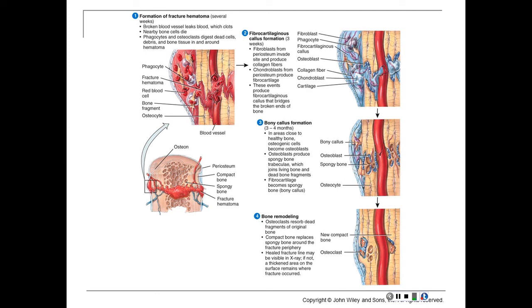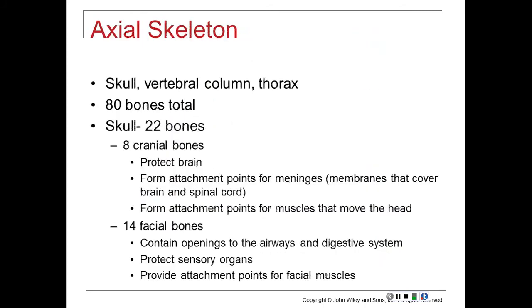reabsorb the dead fragments. The compact bone replaces the spongy bone, and eventually the osteoclast and osteoblast activity balance out, and you get almost a complete reformation of the original bone. In some cases, it will never be the same, all depending on how it was broken and the types of blood vessels that were injured in the process.